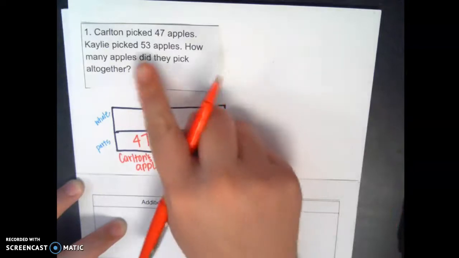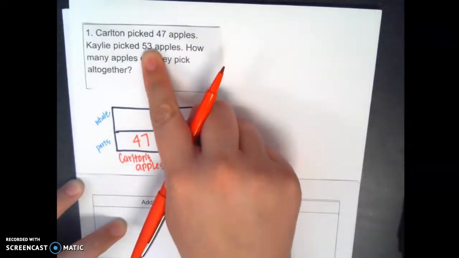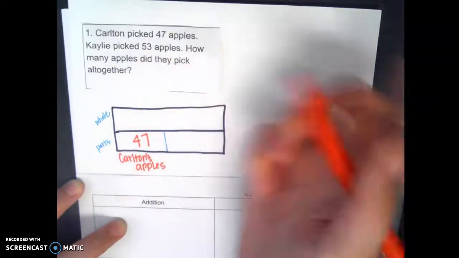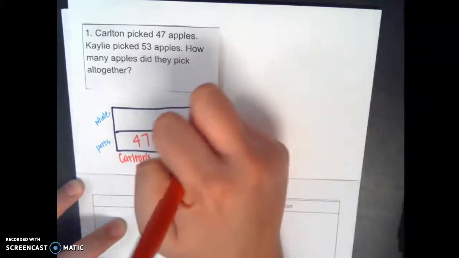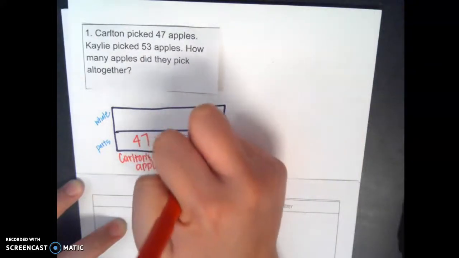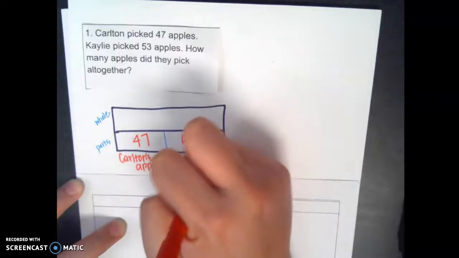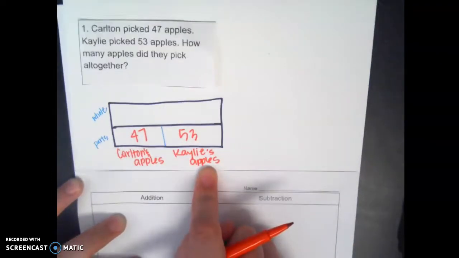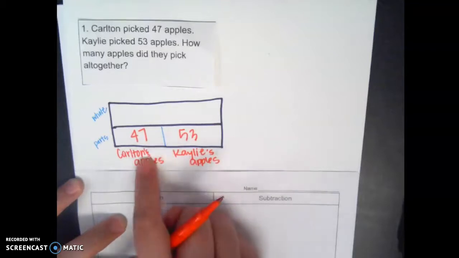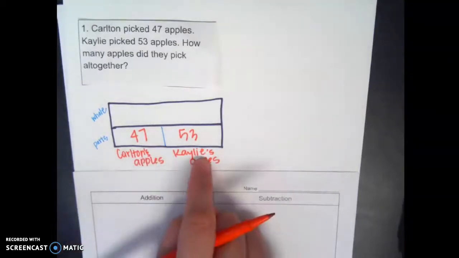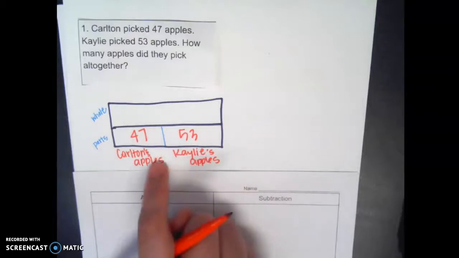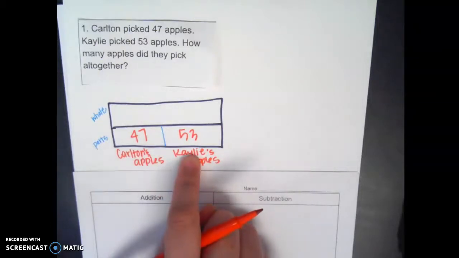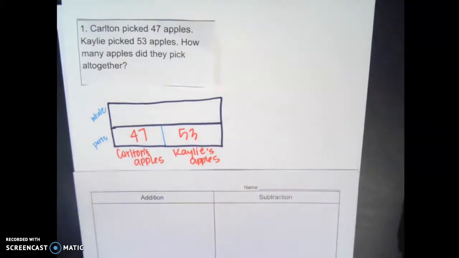Then 53. Is 53 the total number of apples picked, or is that part of them? 53 is going to be part of them, and that's picked by Kaylee. When you're labeling down here, it doesn't have to be super specific. Just let me know that you know that these belong to Carlton and these belong to Kaylee. You could even just write Carlton's and Kaylee's. That's fine.